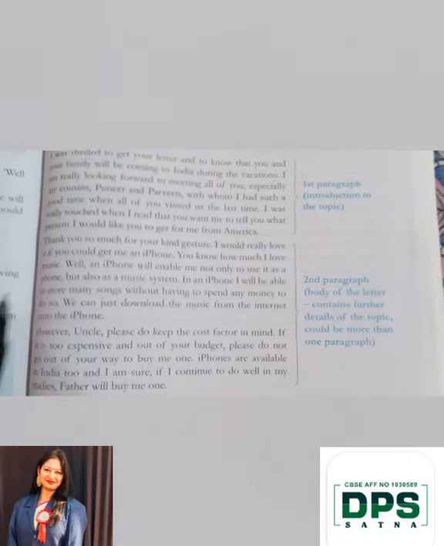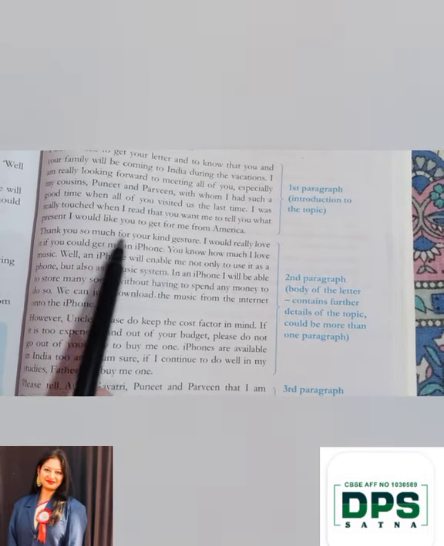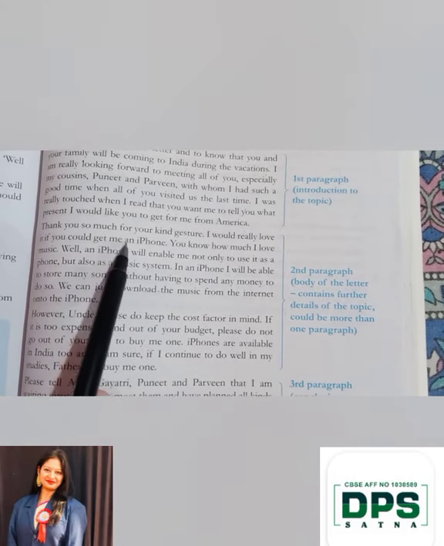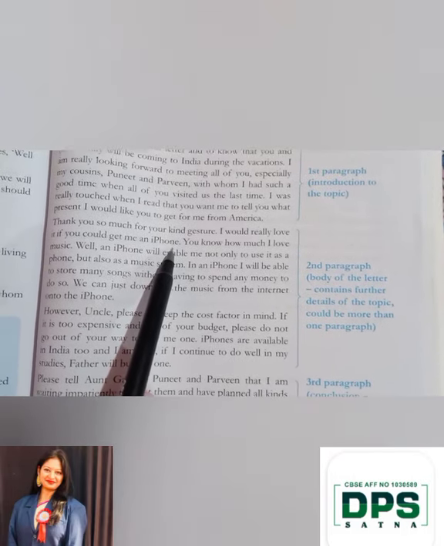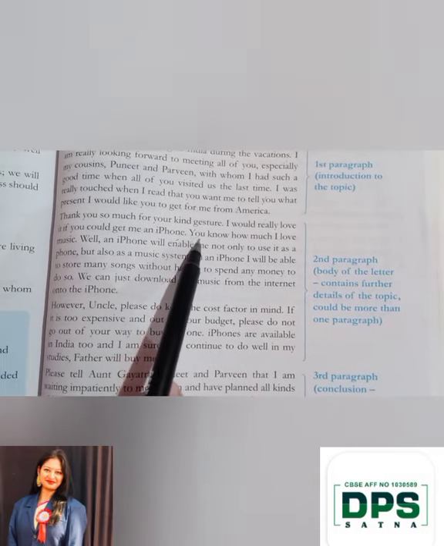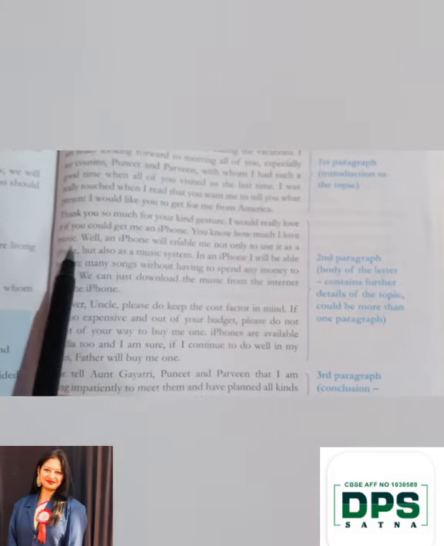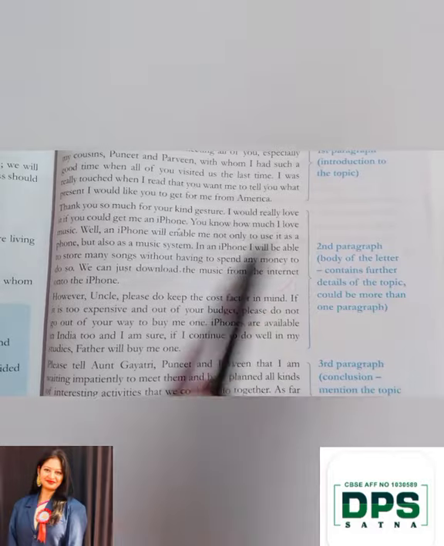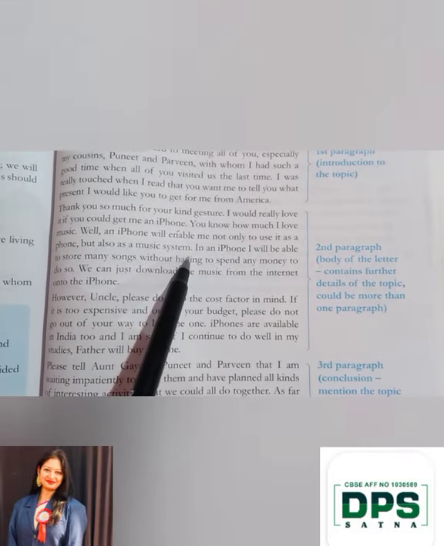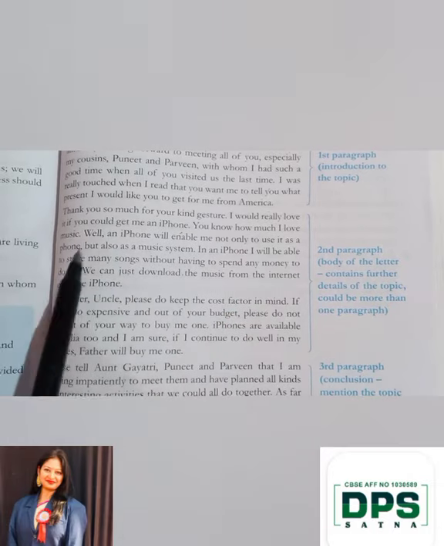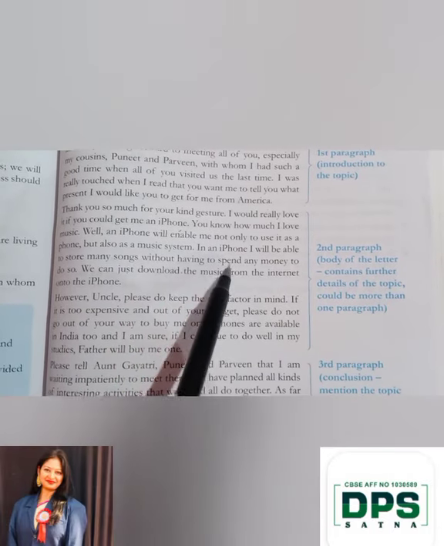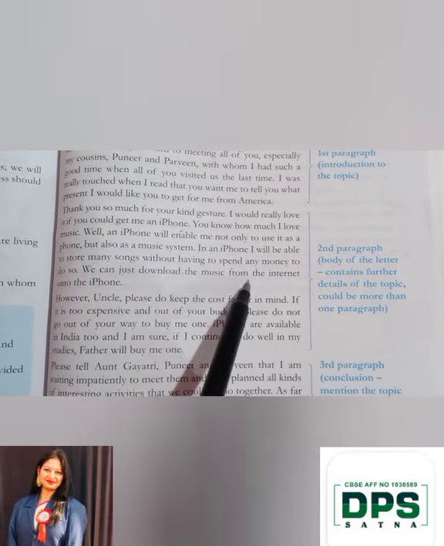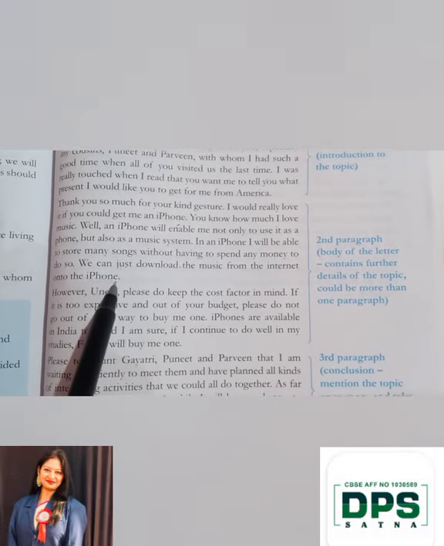In the next para, what you're going to write: thank you so much for your kind gesture. I would really love it if you would get me an iPhone. Y'all don't demand an iPhone over here, okay? You know how much I love music. Well, an iPhone will enable me not only to use it as a phone but also as a music system. In an iPhone, I will be able to store many songs without having to spend any money to do so. We can just download the music from the internet onto the iPhone.